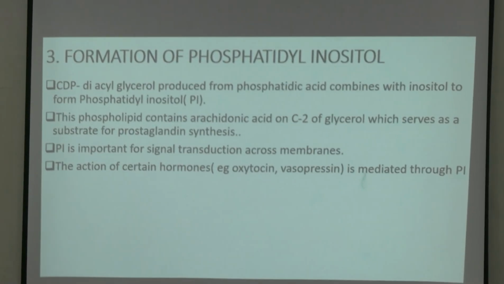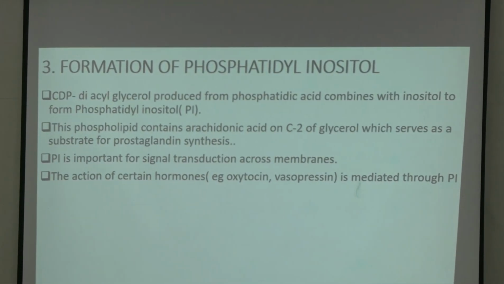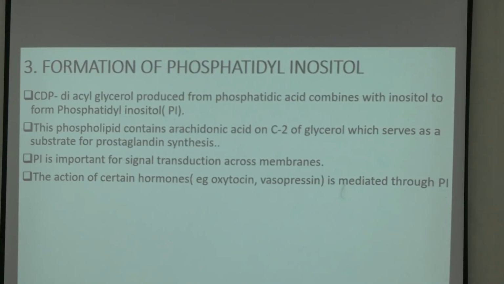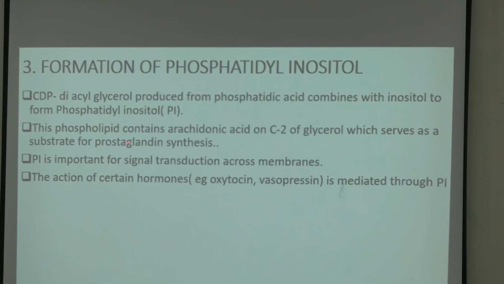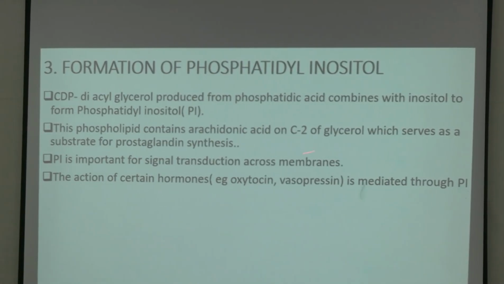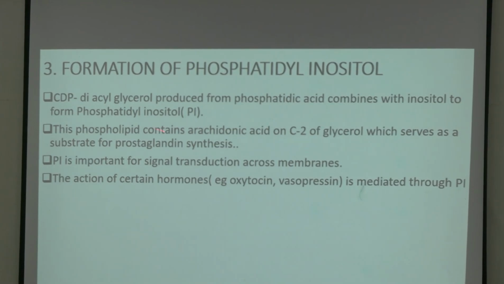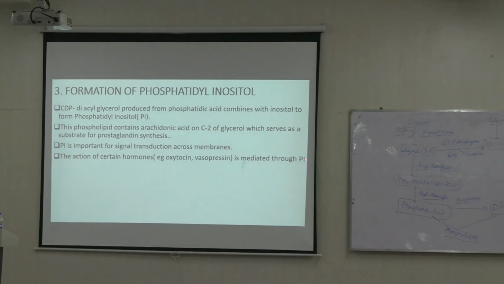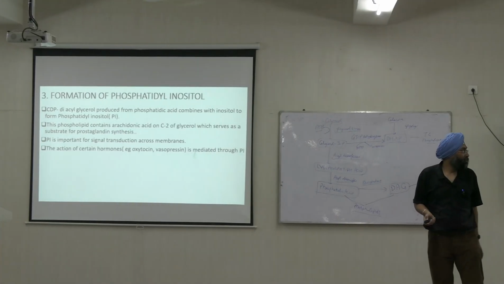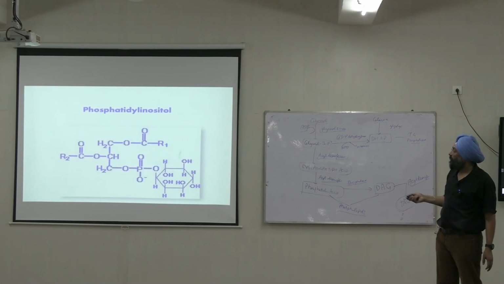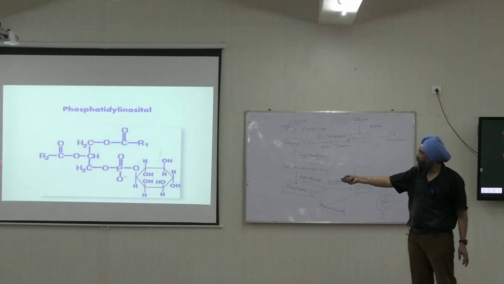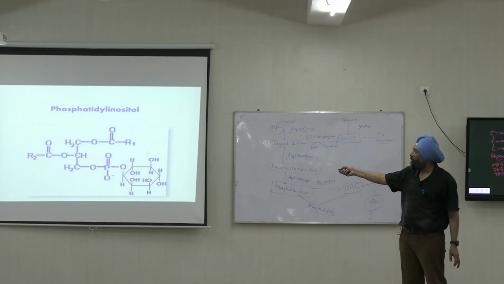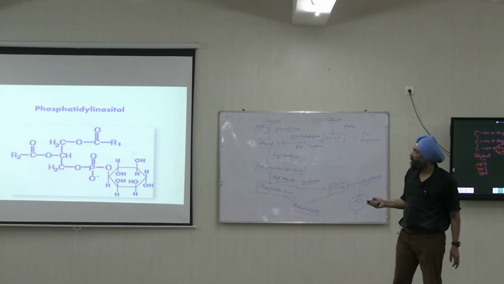Then the third one is phosphatidyl inositol. We have inositol group attached. And what is its function? Important for signal transduction across membranes. And action of certain hormones like oxytocin and vasopressin is mediated through phosphatidyl inositol. And this is inositol. This basic molecule is phosphatidic acid, and when inositol is attached, it becomes phosphatidyl inositol.